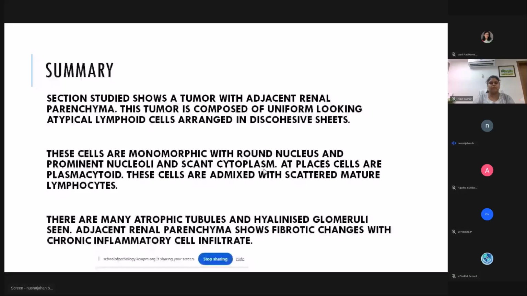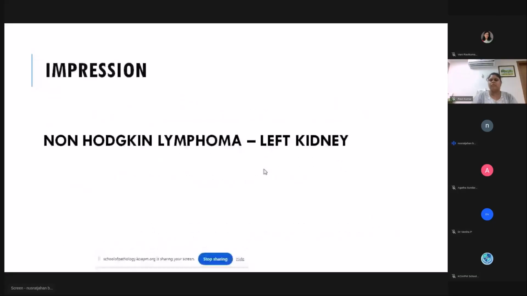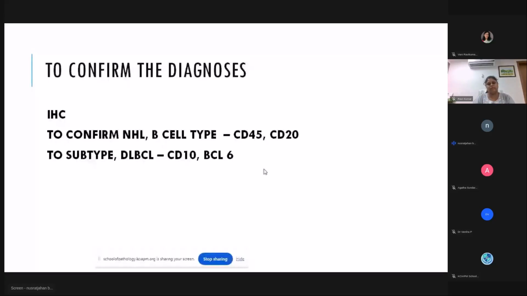So my impression will be non-Hodgkin's lymphoma of left kidney. To confirm the diagnosis, I would like to do IHC. My diagnosis will be NHL, B cell type. To confirm that, I'll go for CD45 and CD20. And to subtype, I think it is diffuse large B cell lymphoma, so to confirm that, I would like to go for CD10 and BCL6. Thank you.